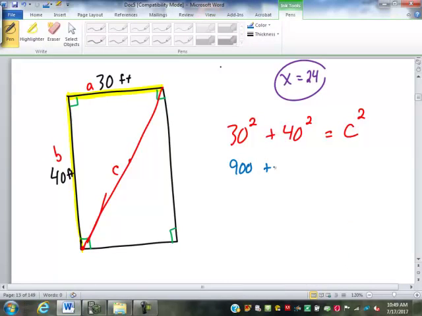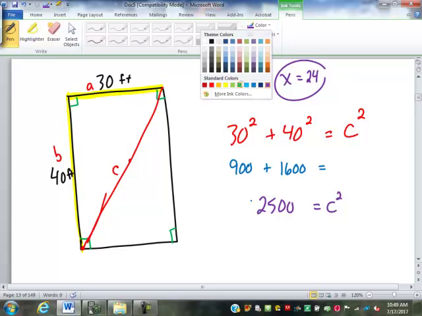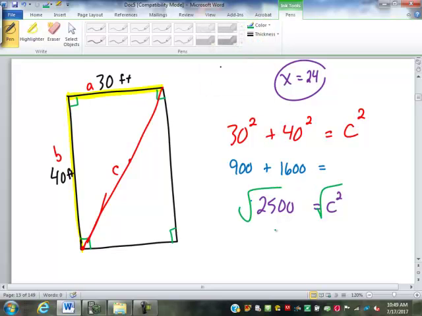30 squared is 900. 40 squared is 1600. That adds up to 2500 equals C squared. And when you square root that, C is 50. So it has to be 50 feet.